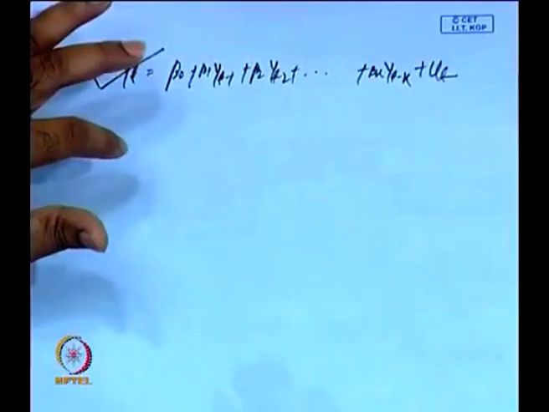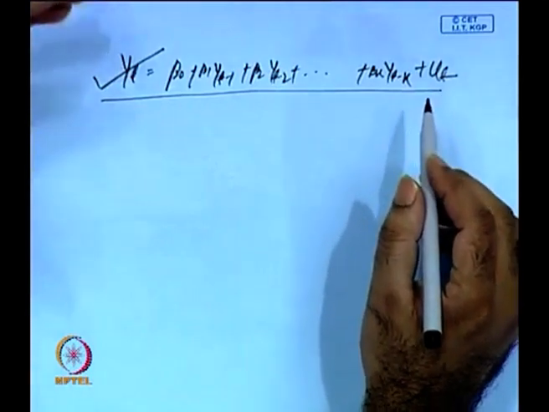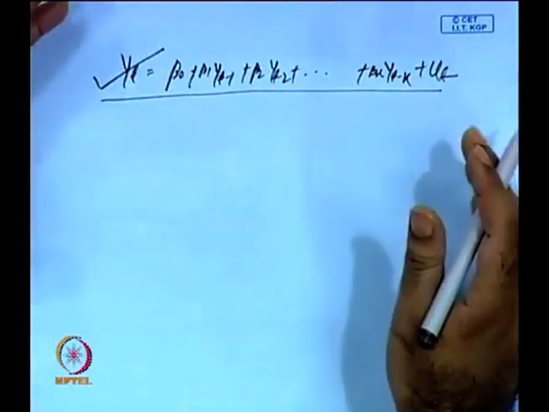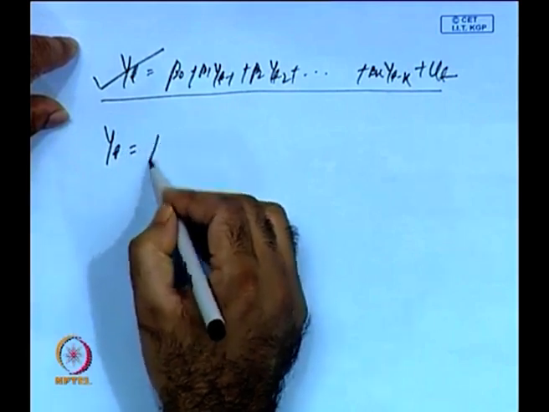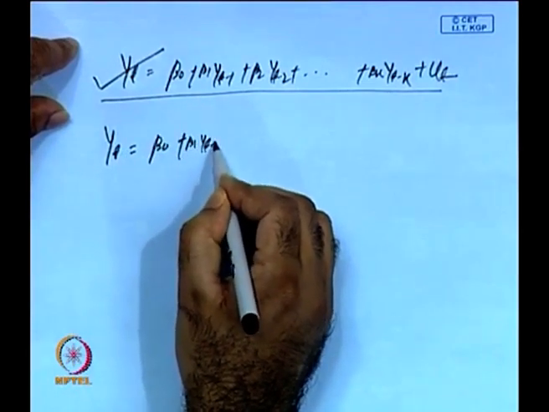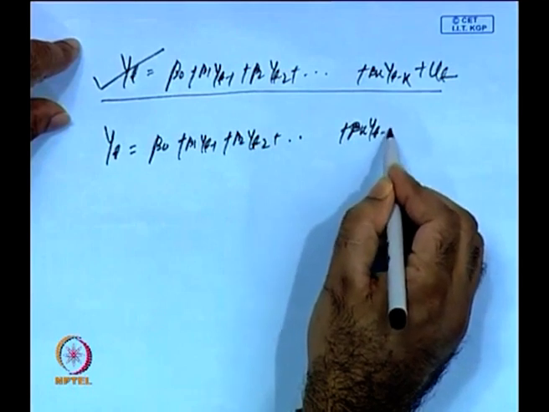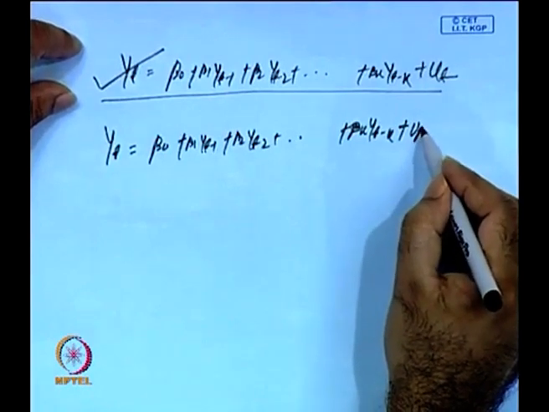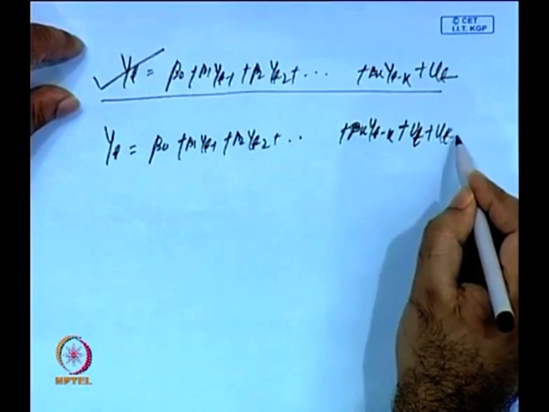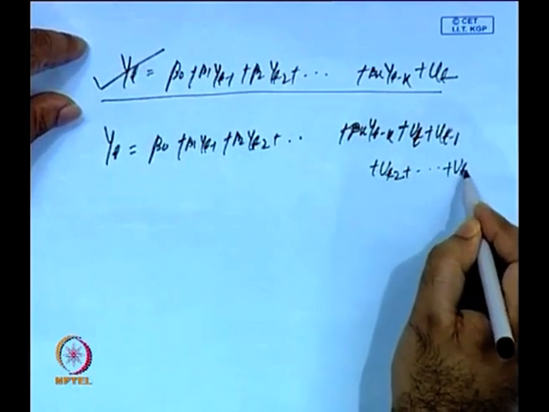Now the way you are involving lag with a particular variable, the lag can also be applied to error terms. This is the lag model where the error term is simply represented as ut, but it cannot be simply represented as ut once you introduce lag with respect to yt. So I can write the model like this: yt equal to beta 0 plus beta 1 yt minus 1 plus beta 2 yt minus 2, continuing up to beta k yt minus k, plus ut, then ut minus 1, plus ut minus 2, continuing up to ut minus k.